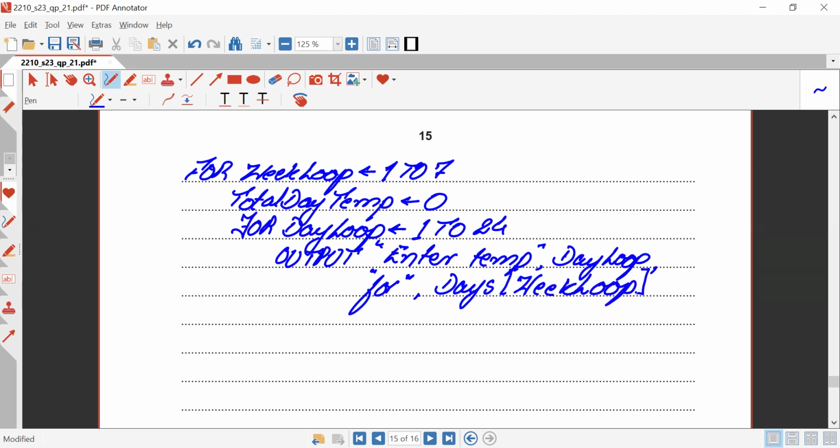Now, how is it actually working? It says enter temperature, day loop. It will be a 1 for the first time. For days, week loop, again it will be a 1. So the output statement will be in this manner. Now, just after that, we will be having an input.